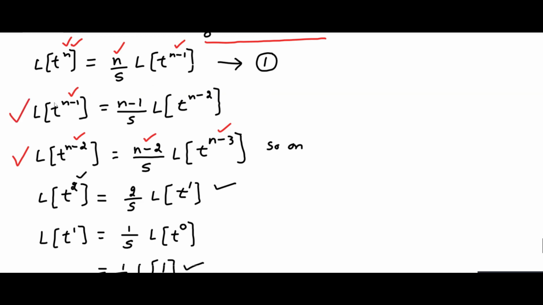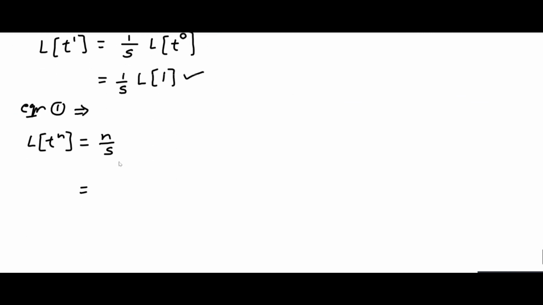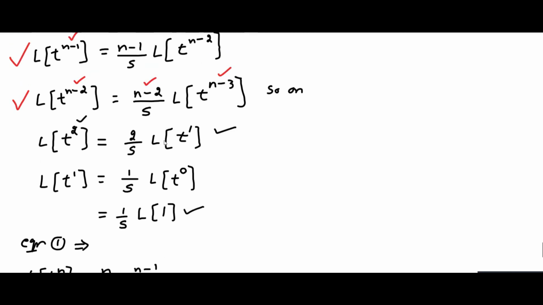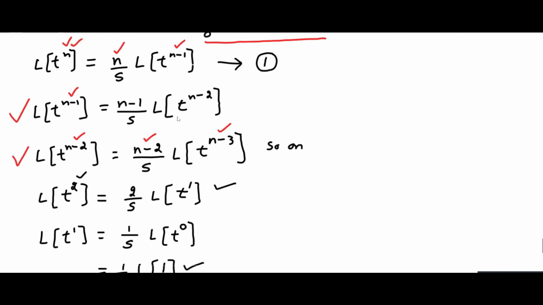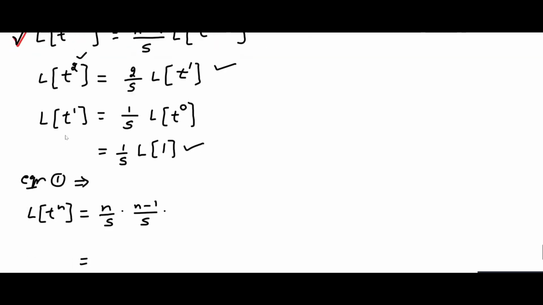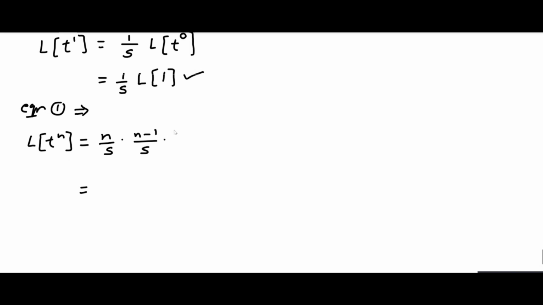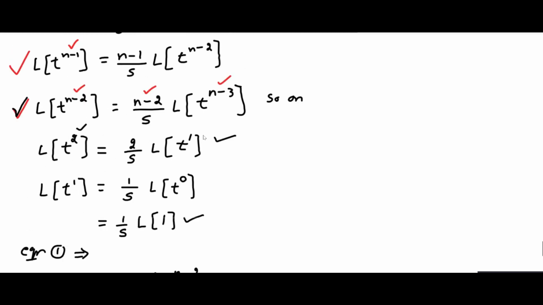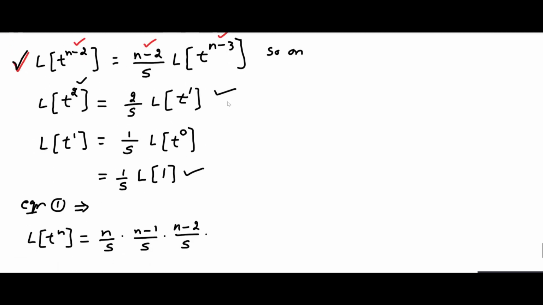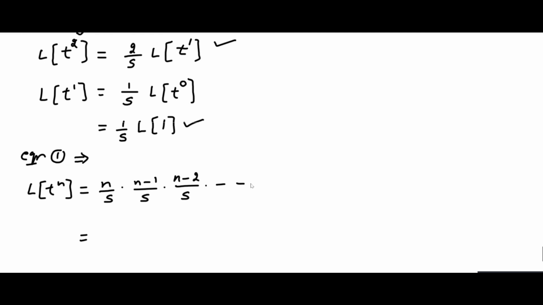The next value that you have is the Laplace transform of t power of n minus 1. I'll replace that value by n minus 1 by s. So we'll have n minus 1 by s into the Laplace transform of t power of n minus 2. Here the Laplace transform of t power of n minus 2 will be n minus 2 by s. So we'll get n minus 2 by s into the Laplace transform of t power of n minus 3.